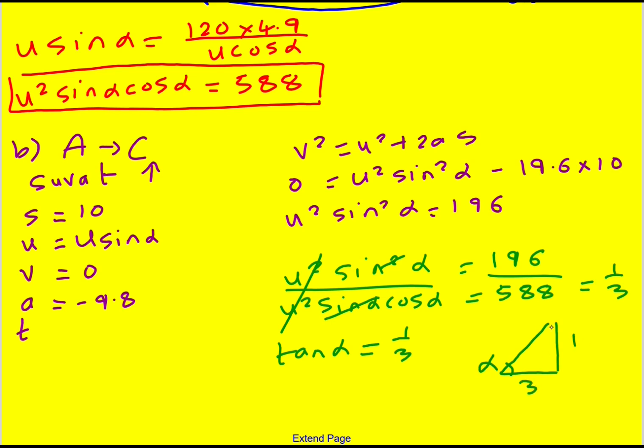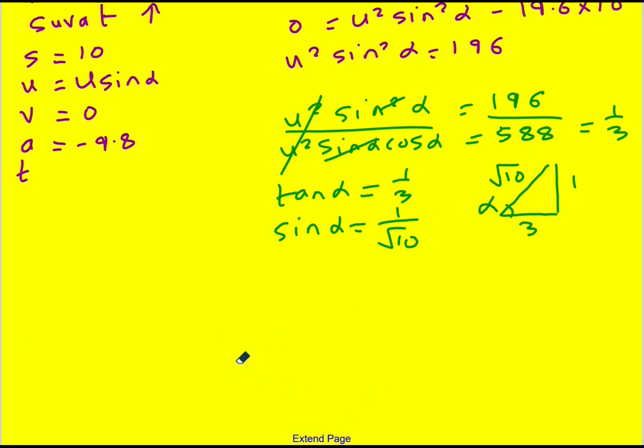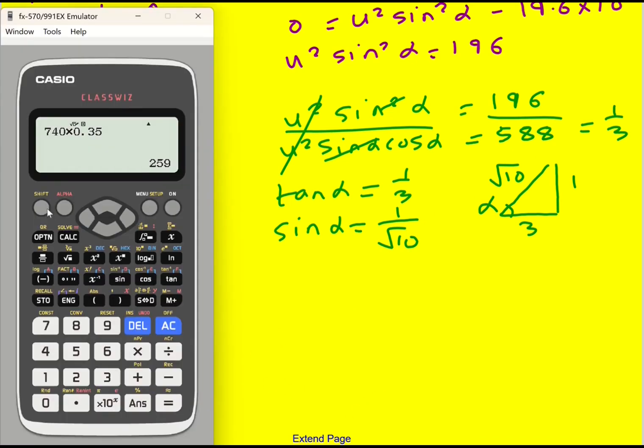We've got 1 and 3. 1 squared plus 3 squared, square rooted, is root 10. So that means sine alpha is going to be 1 over root 10. What happens if you put that in your calculator? Let's just check if you could do it that way: inverse tan of a third and sine of that.